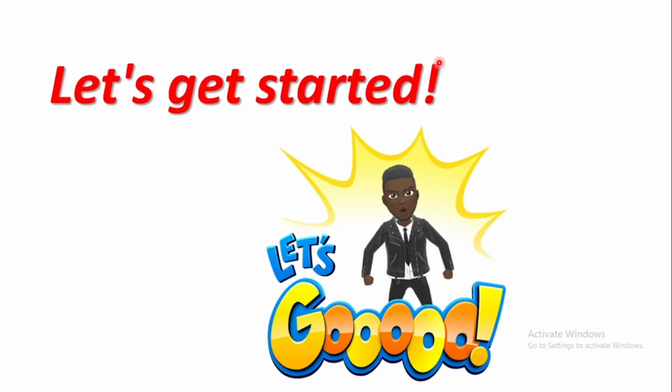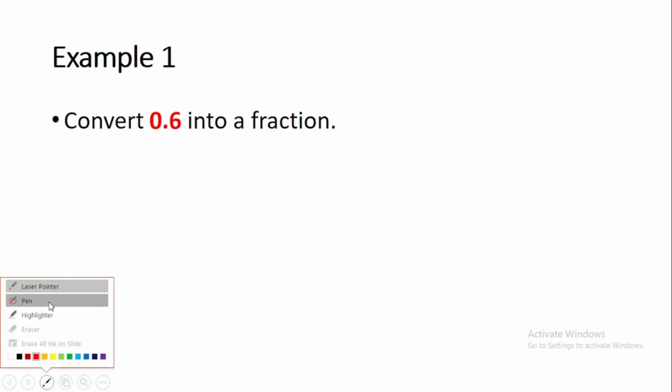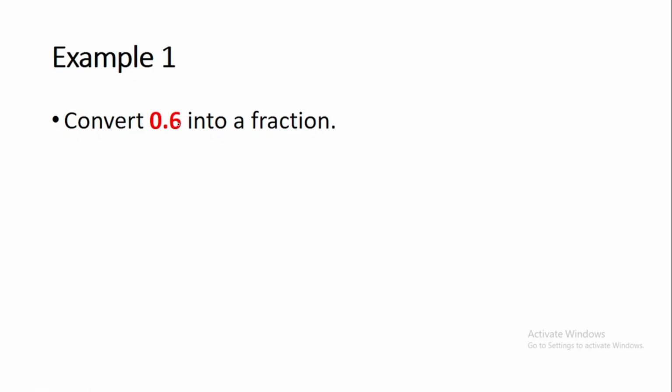So let's get started with our first example. Example 1. Convert 0.6 into a fraction. So we're going to use all our steps to ensure that we do what we need to do. So let's start with the first step. We need to find which base 10 number we are going to multiply this number by. Looking at this, the number has 1 decimal place.